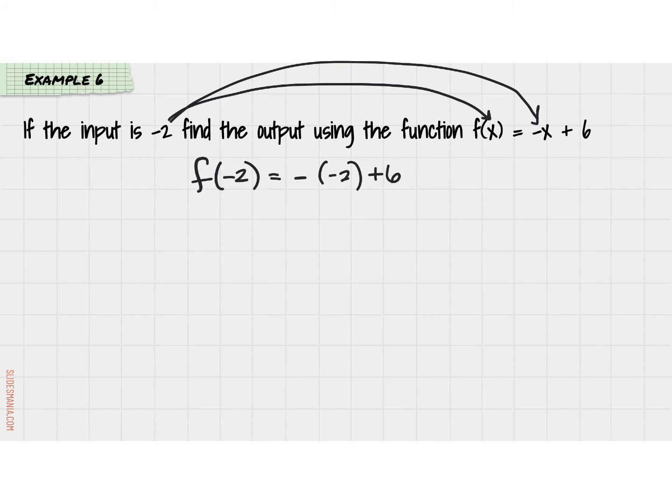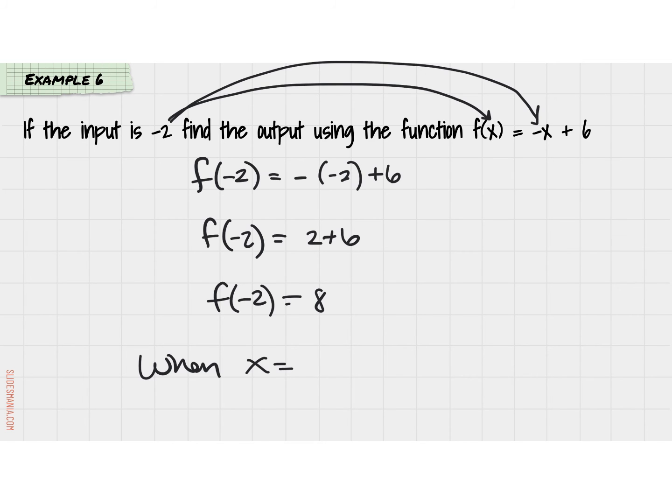Now, don't forget this one: there's a negative outside the x value, and the x value itself is negative. So when you have two negatives next to each other, they become a positive. So you end up with f of -2 equals 2 plus 6, and f of -2 is equal to 8. That means when x equals -2, then y is equal to 8.